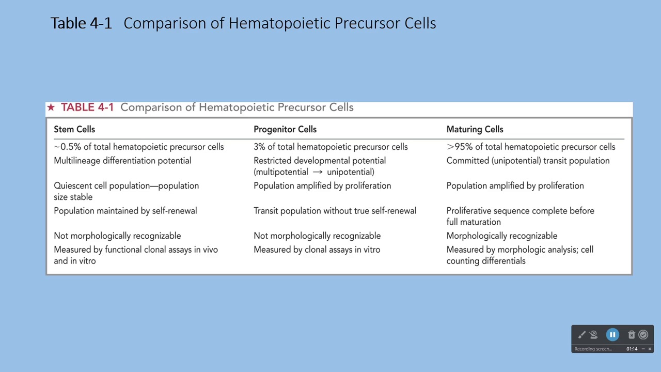Okay. All right. So this is a comparison of your precursor cells as you go. Okay. All right. So stem cells are about 0.5% of your total precursor cells. Progenitors about 3%, and then maturing about 95%. And this kind of gives a little comparison of these. So this will be a good table to kind of look at and make sure you kind of understand what it's talking about as you go.